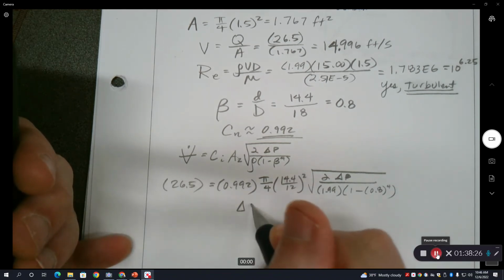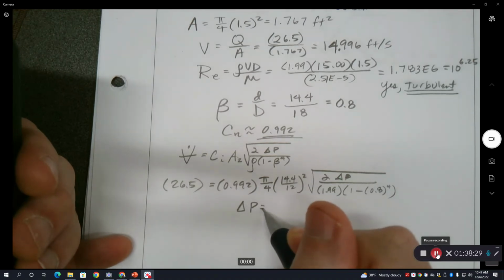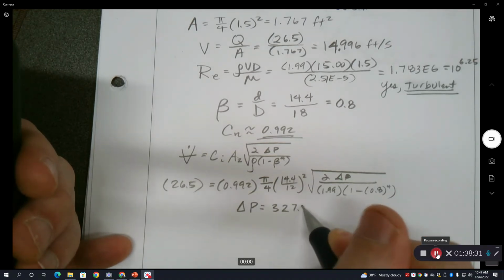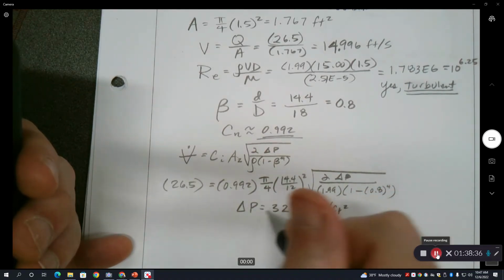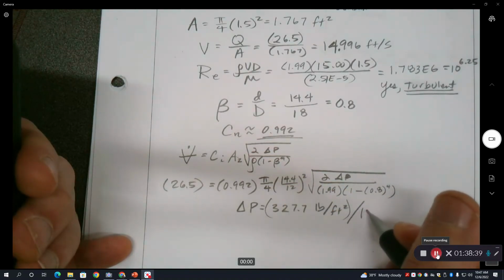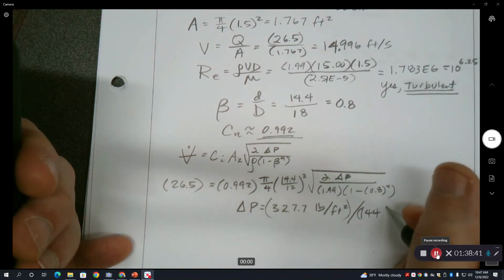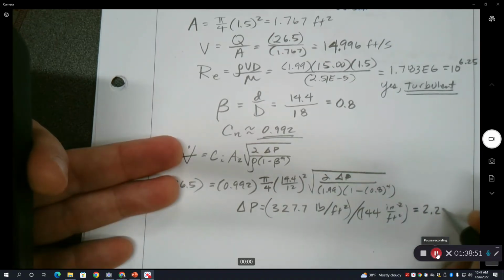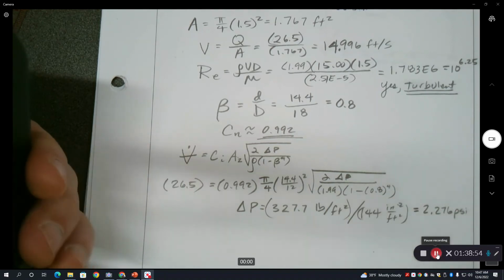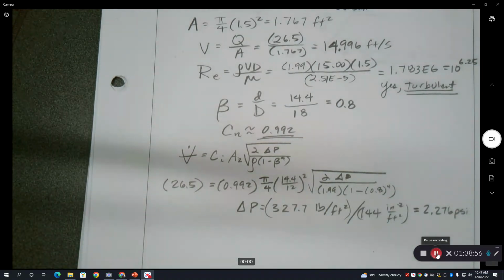If I did that correctly, I'm going to get delta P is equal to 327.7, but that's pounds per square foot. I need to divide that by 144 inches squared per foot squared. It's supposed to be squared. And I get 2.276 PSI. How did I do? Yeah, 2.29 is what me in the past said it was going to be, so it's pretty close.